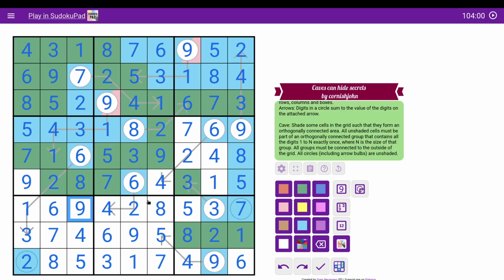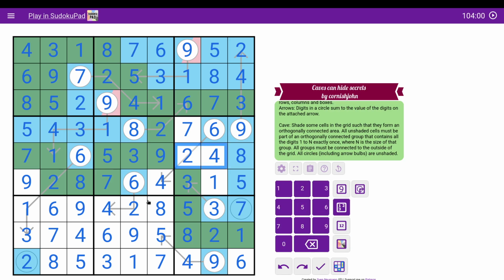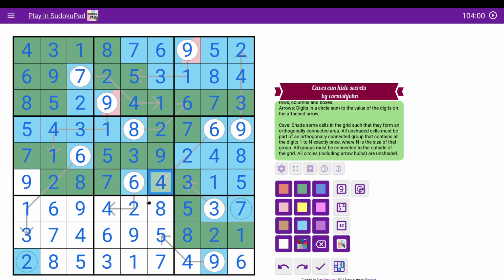Let's see if we can get the coloring correct. This 2 must connect to a 1. It has these two possibilities. Could be that the entire bottom row is just a cave. Well, that fails pretty quickly. Okay, now the 9 certainly has to escape. I think if this is a 9, yeah, that's a contradiction.